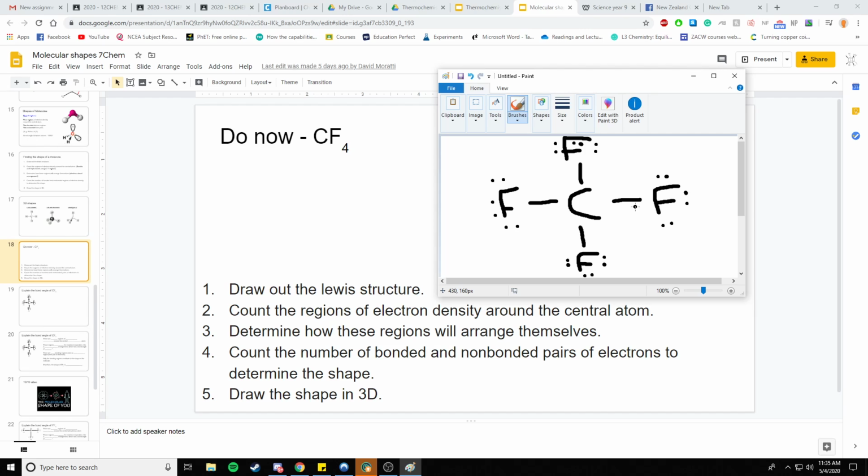When we have 4 regions of electron density, they will arrange themselves in a tetrahedral arrangement. Okay? We count up the number of bonded and non-bonded pairs of electrons. We've got 4 bonded regions and no unbonded regions. If we had a lone pair somehow, this would be a non-bonded region, but we don't have it, and so we've just got 4 bonded regions and no unbonded regions. Then we can draw the shape in 3D.